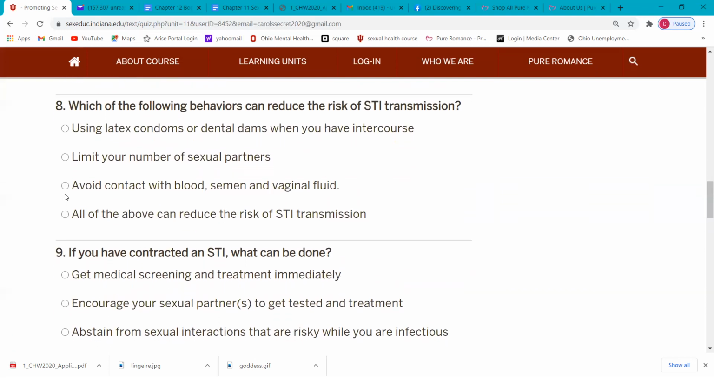8. Which of the following behaviors can reduce the risk of STI transmission? We're going to go with the last one. All of the above can reduce the risk of STI transmission.